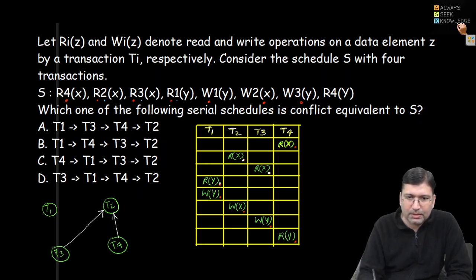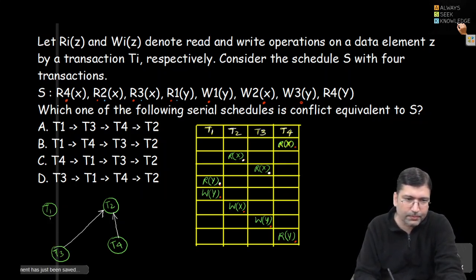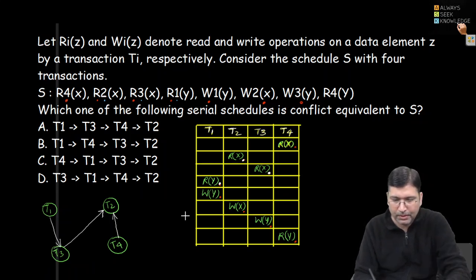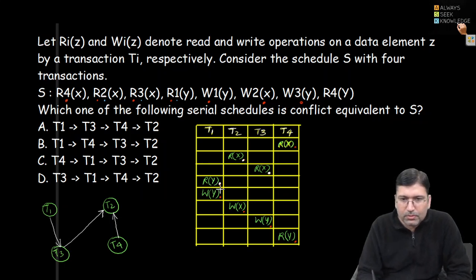So let's consider the next, read Y in T1. Read Y will conflict with write Y. Let's check T2. There is no write on Y. In T3 there is a write on Y, so there is a conflict from T1 to T3. T1 to T3, like this. Okay. Now check in T4 also. There is only read Y, so there is no conflict.